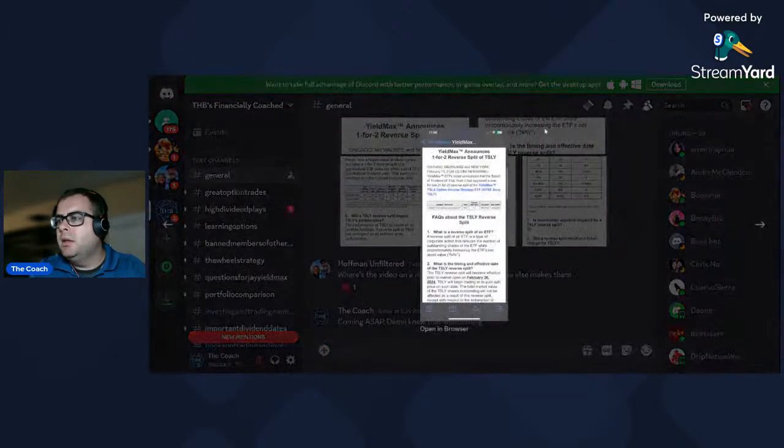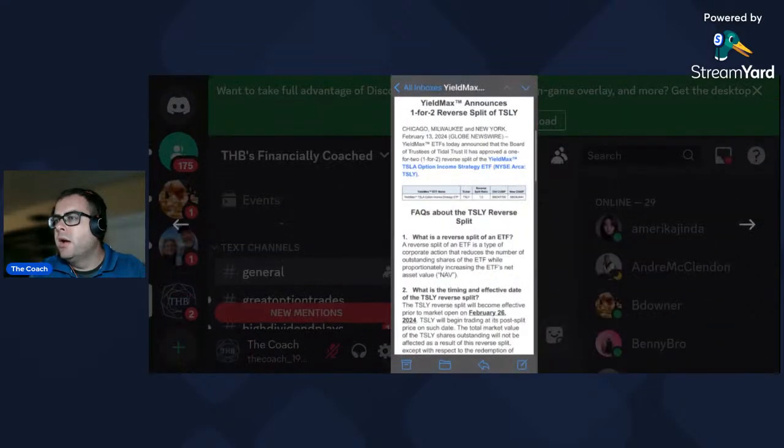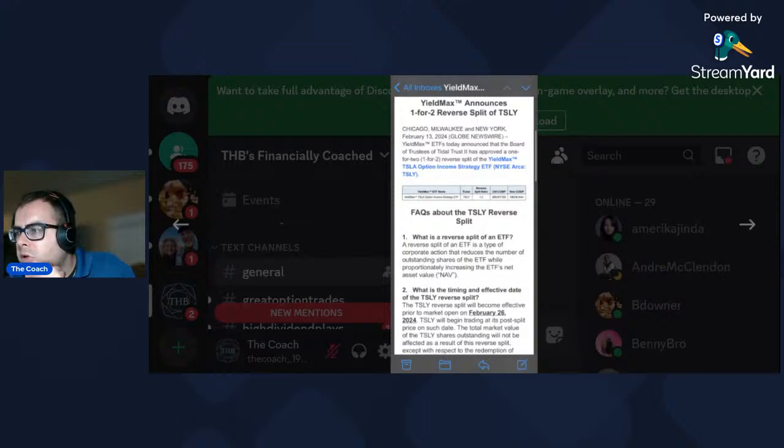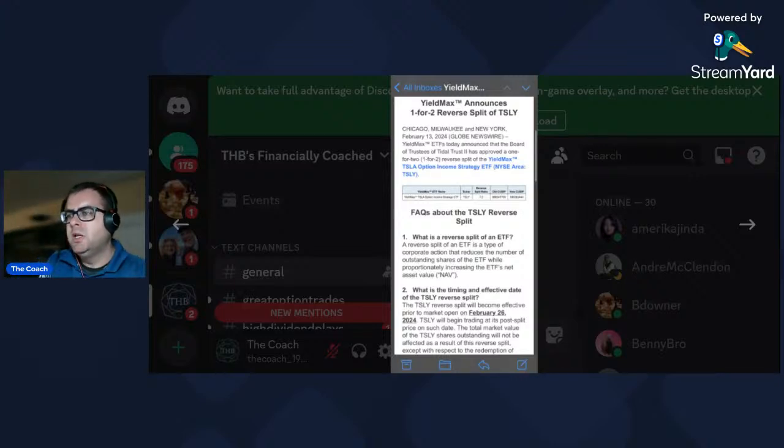And they break down some FAQs here, which we will go over now. FAQs about the TSLY reverse split. What is a reverse split of an ETF? A reverse split of an ETF is a type of corporate action. Never heard it referenced that way. A corporate action that reduces the number of outstanding shares of the ETF while proportionally increasing the ETF's net asset value, or NAV. Yeah, we'll see how long that lasts.